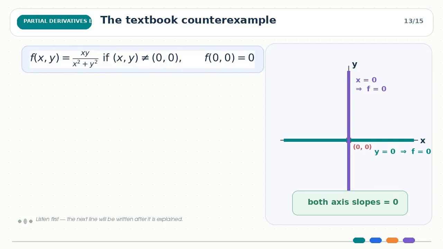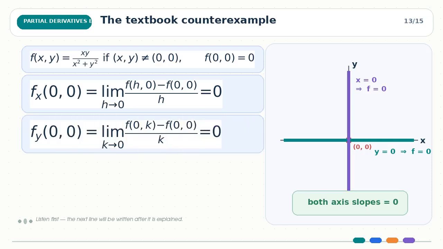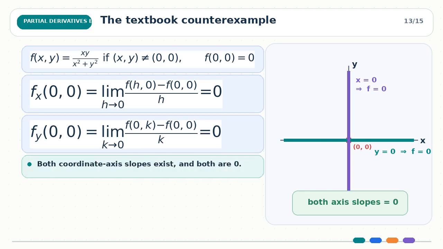Consider the piecewise function from the page. Away from the origin, it is xy divided by x squared plus y squared. At the origin its value is defined to be 0. For f sub x at the origin, move only on the x-axis, since y is 0. F of h, 0 is 0, therefore f sub x at the origin is 0. For f sub y, move only on the y-axis, since x is 0. F of 0, k is also 0, therefore f sub y at the origin is 0. So both coordinate axis slopes exist, and both are 0.